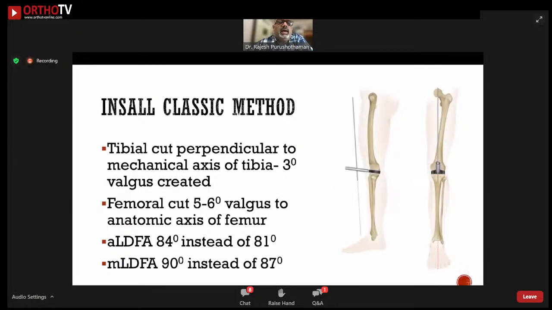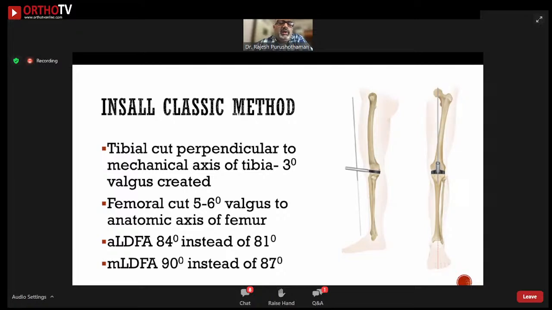So in the neutral mechanical axis method, what is done is the tibial cut is done exactly perpendicular to the mechanical axis. So when you do this, you are actually creating 3 degrees of valgus. So femoral cut should be in 3 degree less degree of valgus. So in order to do that, when you are passing the alignment rod, you are actually putting it along the mechanical axis of the femur. So it will be cut in about 5 to 6 degrees of valgus.